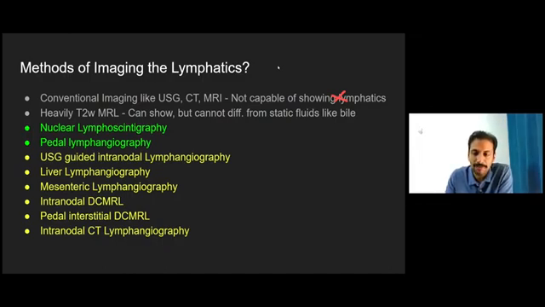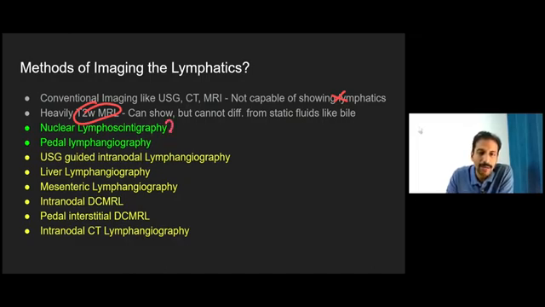But for routine evaluation of lymphectasia or protein-losing enteropathy, they are generally not helpful. Sometimes we use heavily T2-weighted sequences in magnetic resonance lymphangiography. It can show the lymphatics well, but the problem is that it is very difficult to differentiate these lymphatics from other static fluids like bile in the bile duct or pancreatic juice in the pancreatic duct, because they all look hyperintense on T2-weighted imaging. That's the reason it is not quite helpful to differentiate lymphatics from non-lymphatic structures.